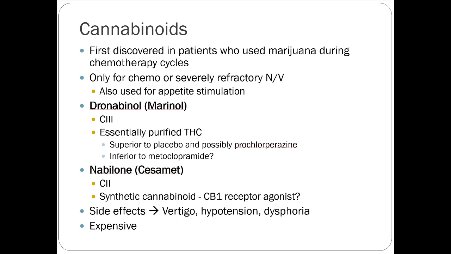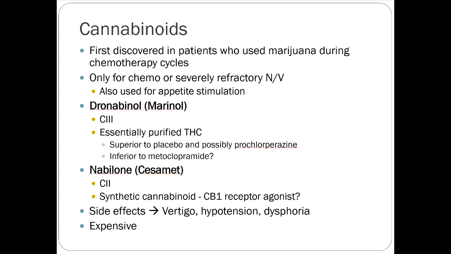Anyway, it was shown to be superior to placebo and possibly even superior to prochlorperazine, but inferior to metoclopramide in another study, which is interesting because there are studies out there that show that prochlorperazine is superior to metoclopramide. So which nausea drug is best? I don't know. Pick one. But these drugs are generally pretty expensive. They usually aren't covered by insurance, and they're very specific for certain indications.